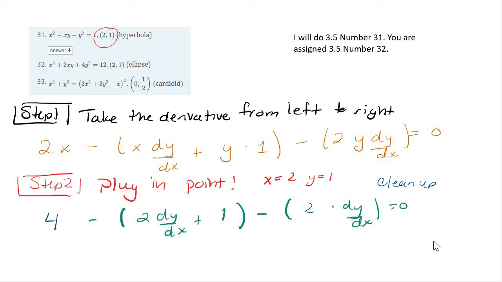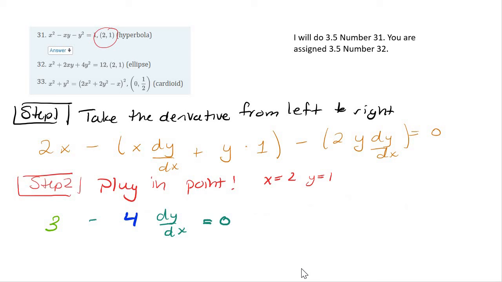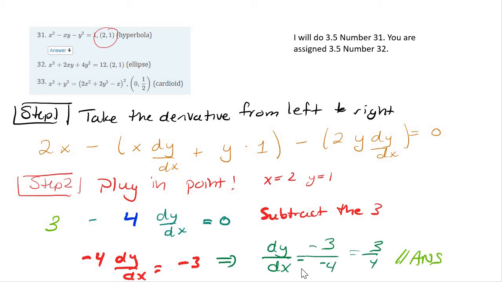So I'm going to clean it up, but I'm going to clean it up slowly so I don't make a mistake. So all I did here is I put the 2 times 2 is 4, 2 times 1 is 2. There's a sign change when I take off the parentheses. Now I can combine the 4 and the minus 1, that's a 3. I can combine these two. I have minus 2 uglies, that's minus 4 uglies. And then I solve for dy dx. So bring over the 3 to the other side and then divide both sides by 4. And so I get 3/4.